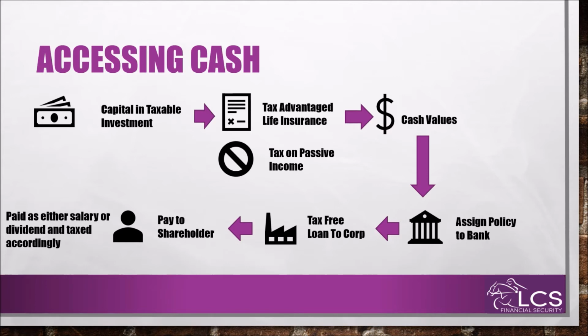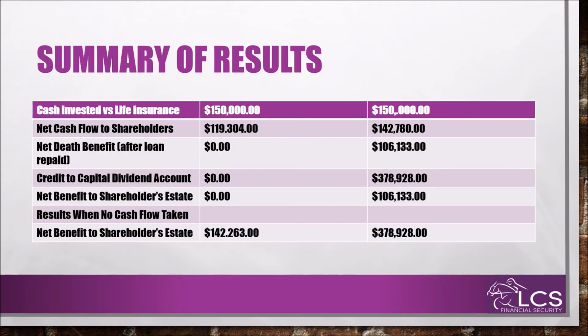The bank will provide a tax-free loan to the corporation, which will then pay the shareholder as either a dividend or salary and be taxed accordingly. The result being that when your corporation buys a life insurance policy and names itself as the beneficiary, this opens up new opportunities for the capital dividend account.